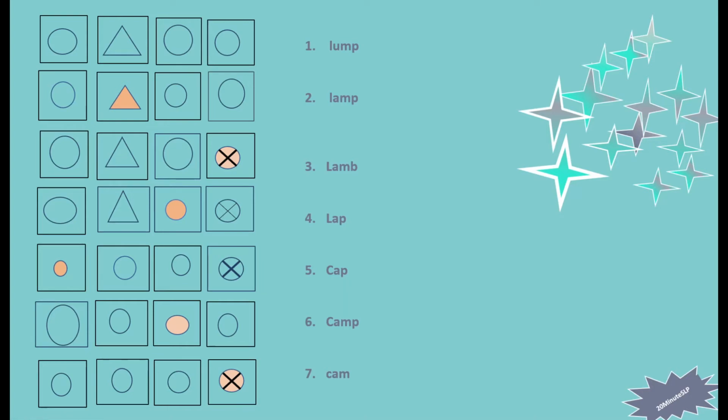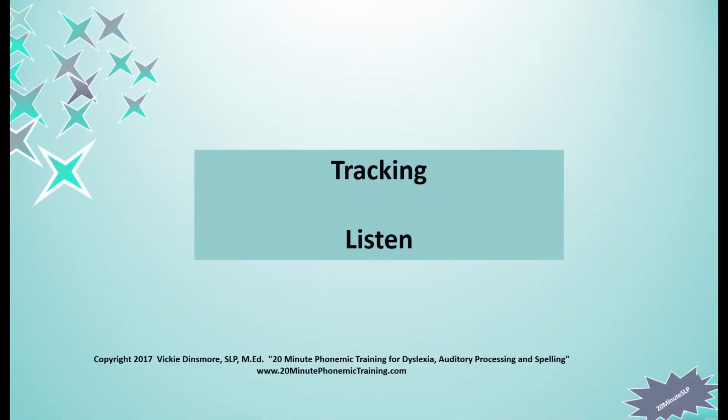So get ready. Here are your words. Listen carefully. Your first word is send. Draw a circle for every consonant and a triangle for every vowel. Number 2 is said. Number 3, sud.